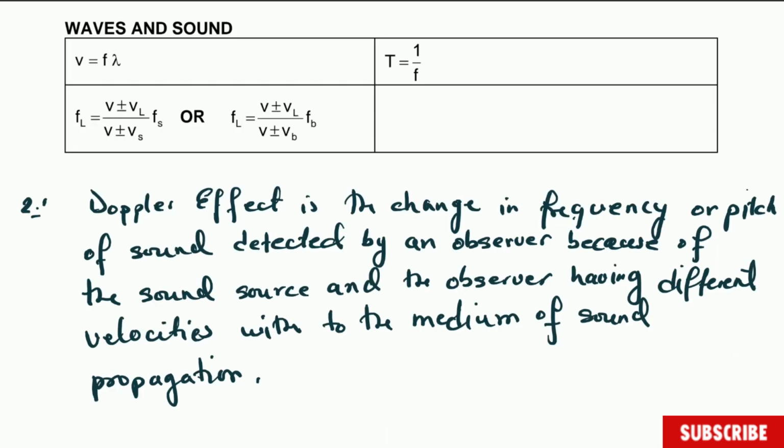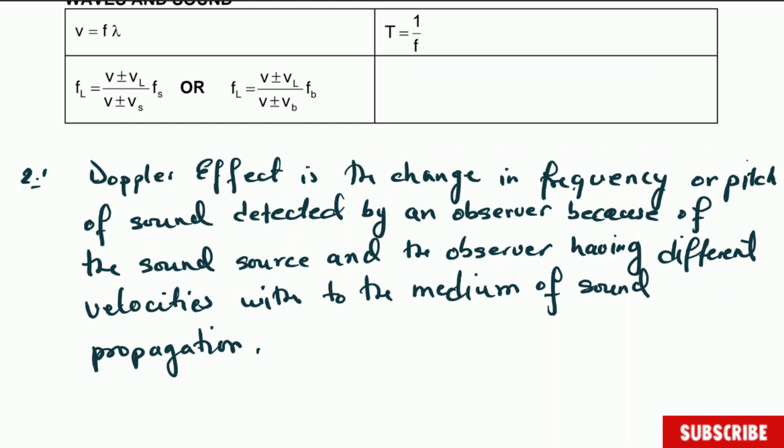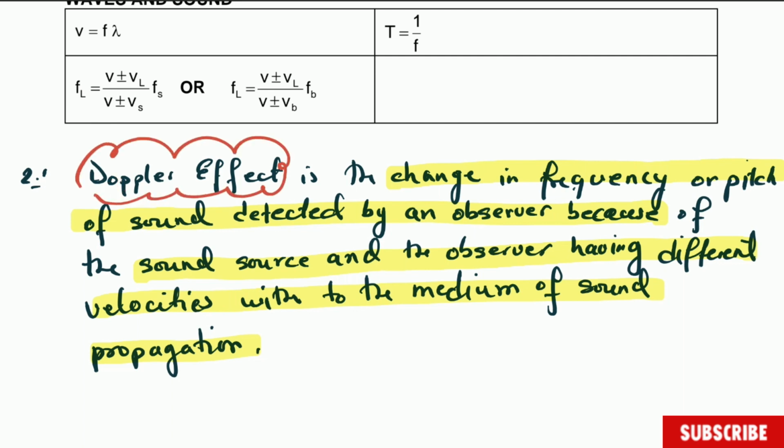Okay, so now the first question is to state the Doppler effect in words. The Doppler effect is the change in frequency or pitch of sound detected by the observer because the sound source and the observer have different velocities with respect to the medium of sound propagation. This is the Doppler effect and it is very simple. You do have to learn this definition, nothing more to say about that.